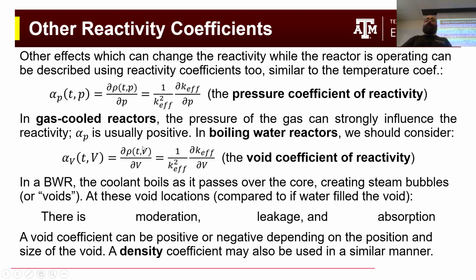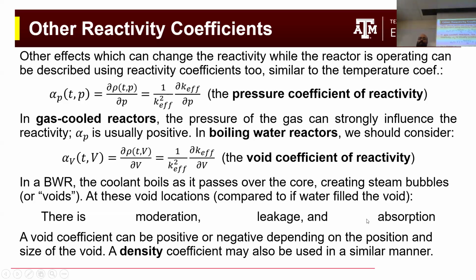The void coefficient, alpha V, is another one that is really important, especially for boiling water reactors. And these coefficients are defined in a similar way to the temperature coefficient. It's just how my reactivity changes based on a change in the quantity that the coefficient is describing. So alpha P would be the derivative of my reactivity with respect to pressure, and alpha V would be the derivative of my reactivity with respect to the void fraction.